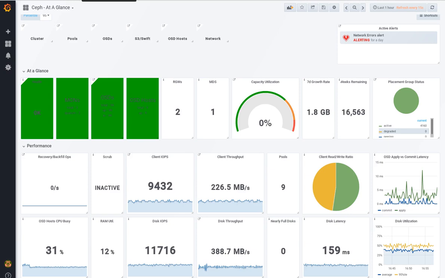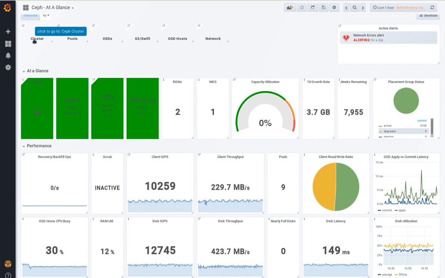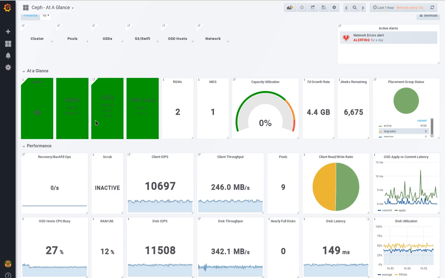So we can see here this is the at a glance dashboard. The first thing to note is at the top we have some links off to other dashboards. So we have cluster, pools, OSDs, S3, OSD hosts, and network, different views on the data that we're gathering. For the at a glance view, the first row is the usual suspects of metrics about how many mons we've got, how many OSDs we've got, etc. On the right hand side, we've got some stuff which might need explaining. So 7-day growth rate and weeks remaining.